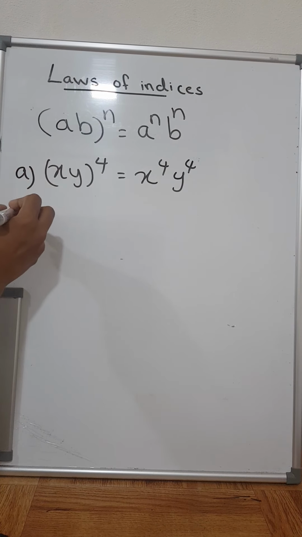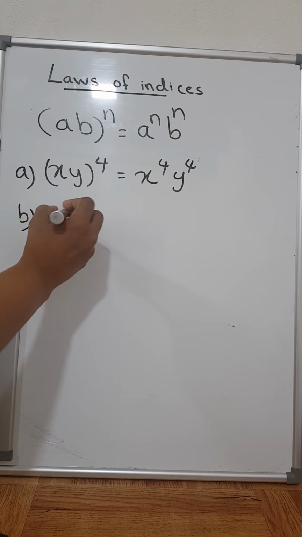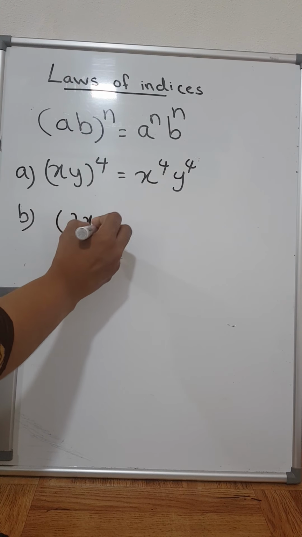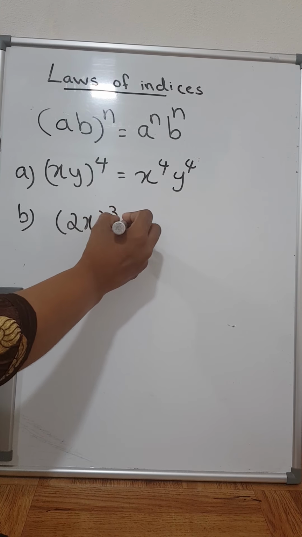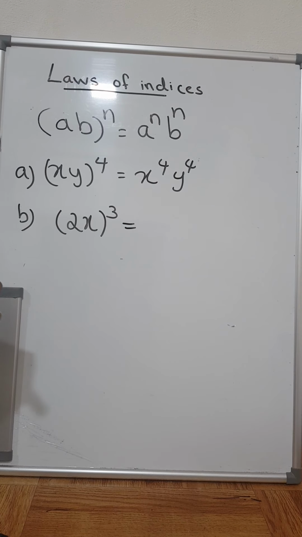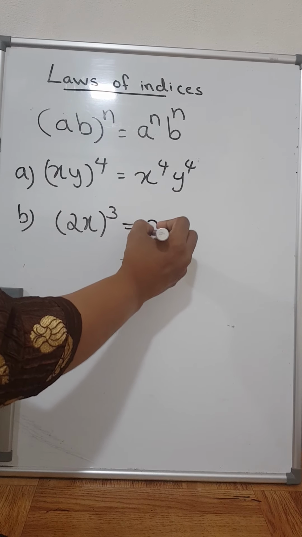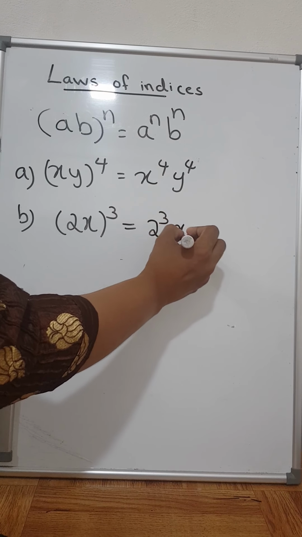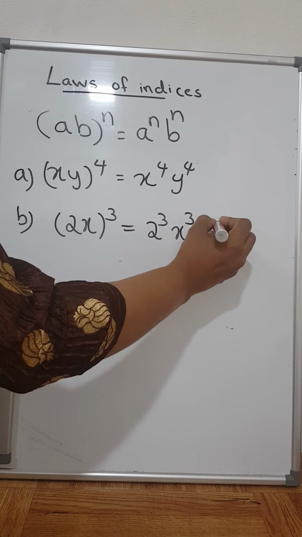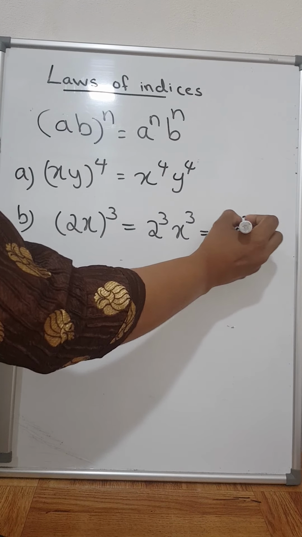Another example, (2x) the whole cube. Let's remove the bracket. What will be the answer? It will be 2 cube times x cube. That is 8x cube.